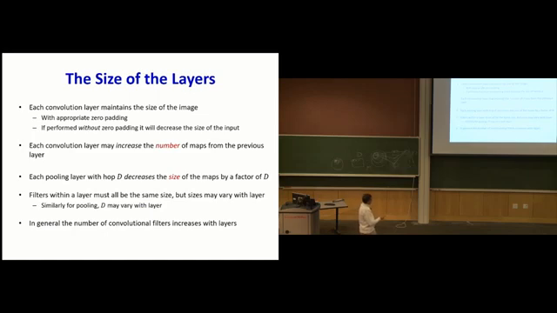Each pooling layer with hop D is going to decrease the size of the maps by a factor D. And filters within a layer must all be the same size, but sizes may vary with layer, and so also these strides. In general, in your designs, the number of convolutional filters is going to increase with the layer.